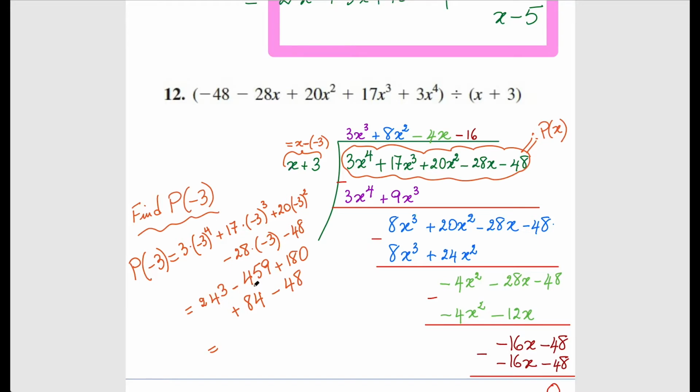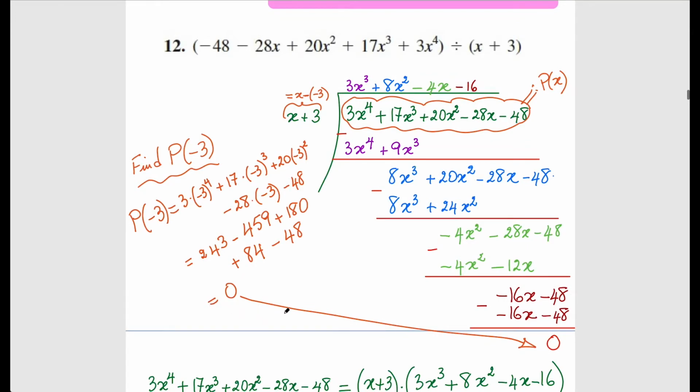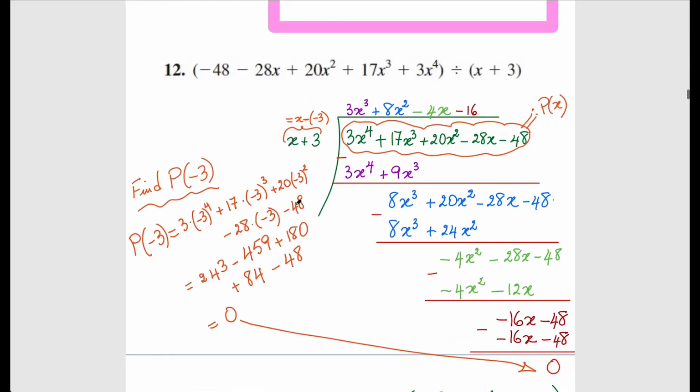Let's do that. 243 minus 459, that's minus 216, plus 180, that's minus 36, plus 84, that's 48, and minus 48 is 0, right? Agree with that? So what happens then? P of negative 3 is 0, which also coincides with the remainder. So it looks like it's not a coincidence. It happened 2 times in a row. So it's worth actually exploring that.